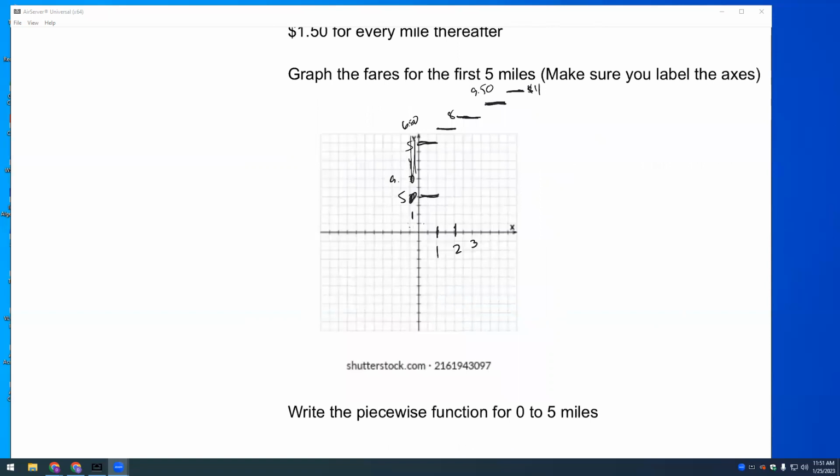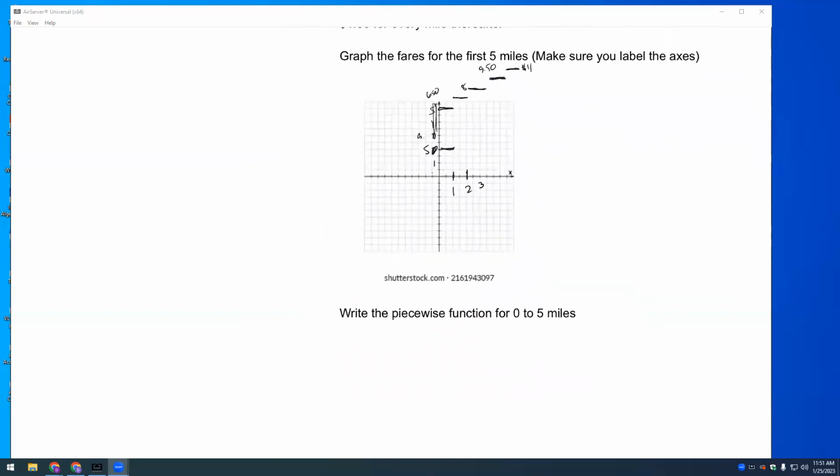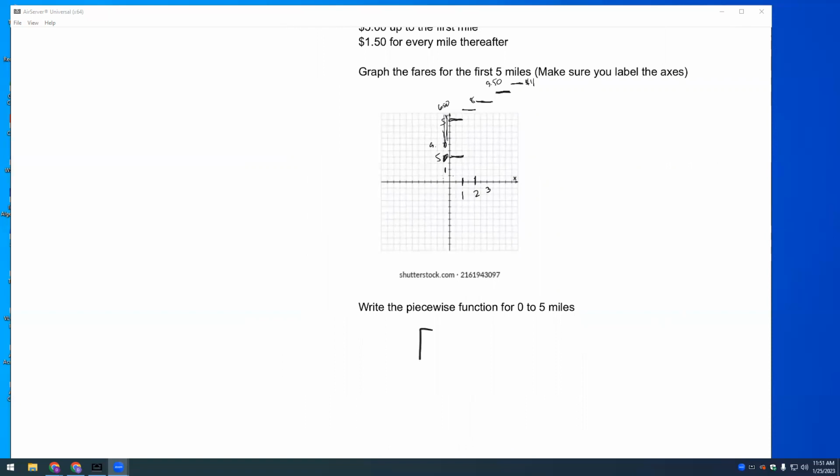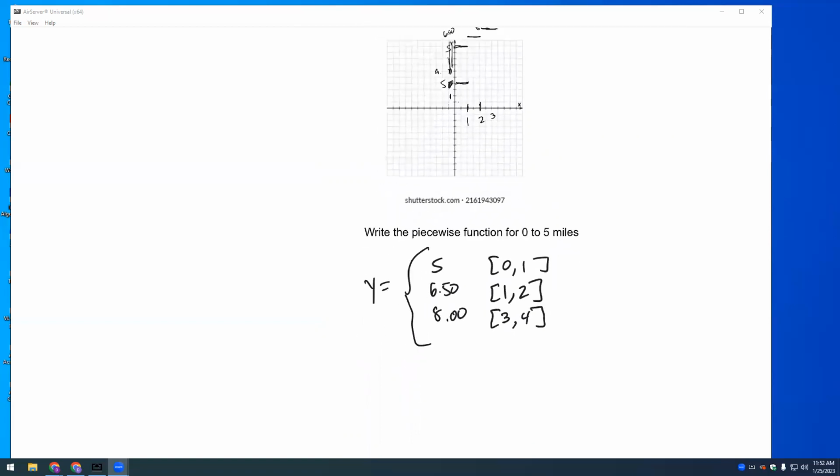All right. Write the piecewise function. Between 0 and 5 miles, y is equal to, and I don't want to do the bracket, I should do it like this. So I have 5. What's the interval going to be? 0 to 1. At 6.50, it's going to be 1 to 2. At $8, it's going to be 3 to 4. And then 9.50 would be 4 to 5.